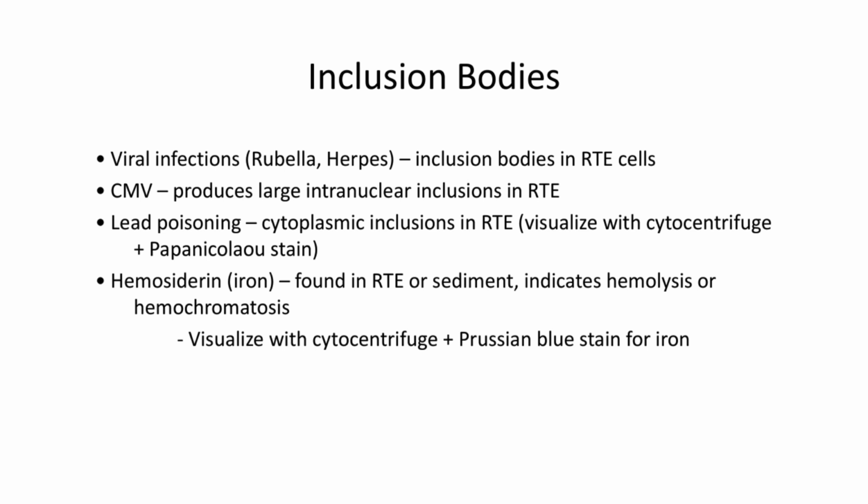Hemosiderin, a form of iron, may be found in renal tubular cells or urine sediment and suggests severe intravascular hemolysis, such as in paroxysmal cold hemoglobinuria or hemochromatosis. Hemosiderin can be confirmed with a cytocentrifuge preparation and Prussian blue staining.